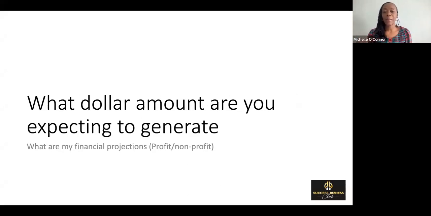What dollar amount am I expecting to generate? This is now your financial projections. If you're going into business, you're either going in to make money for a profit or a non-profit. Say exactly what that is. You need to know where your efforts are going to be focused, and who and what and where. So know what your numbers are.